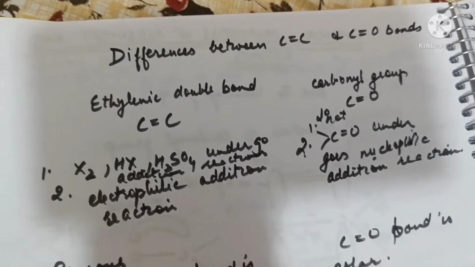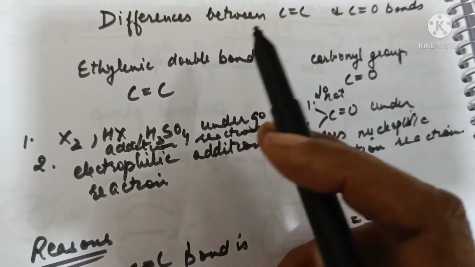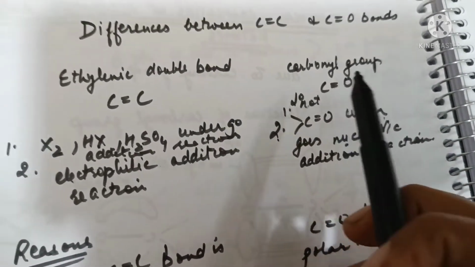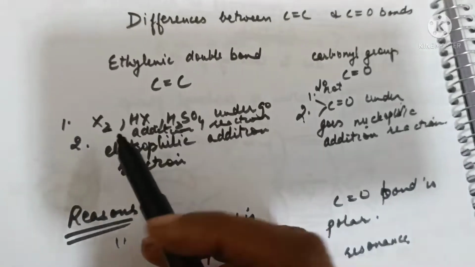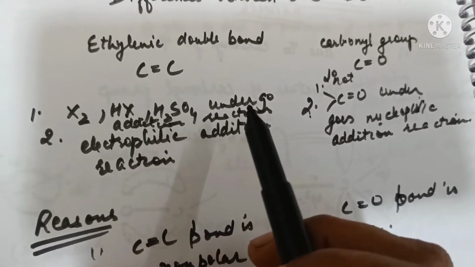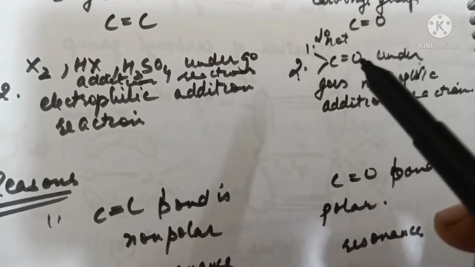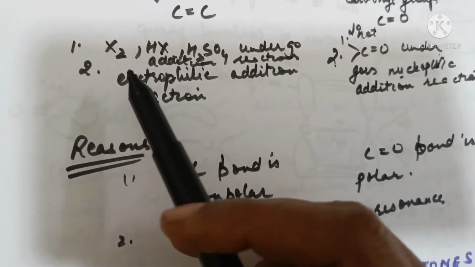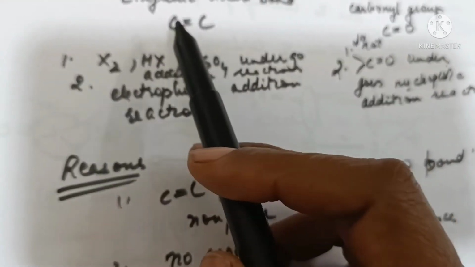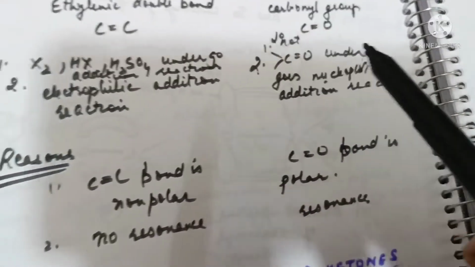Differences between the carbon-carbon double bond and the carbon-oxygen double bond. So this ethylenic double bond and the carbonyl double bond have some differences. One is that molecules like halogens, hydrohalic acids, and sulfuric acid undergo addition reactions in the case of the ethylenic double bond, whereas addition does not occur in the carbonyl group. Another is that the addition reaction that occurs is an electrophilic addition reaction in the case of the carbon-carbon double bond. It is a nucleophilic addition reaction in the case of the carbonyl group.